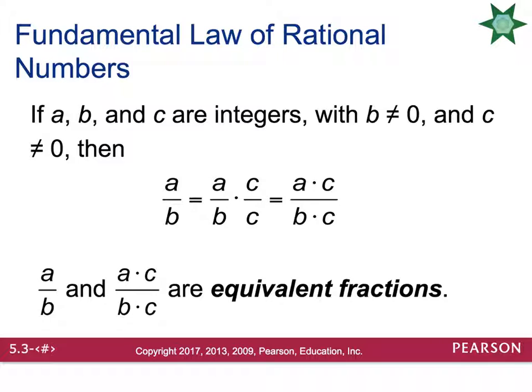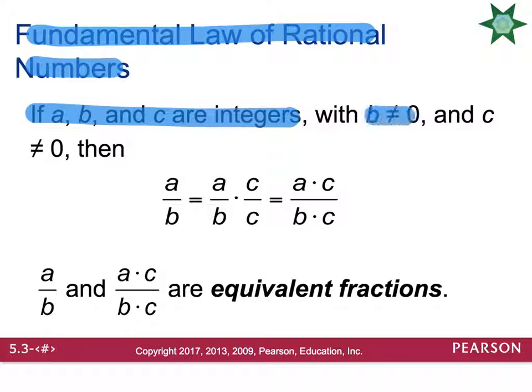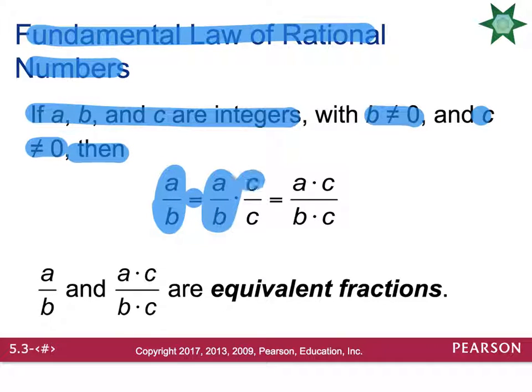Let's talk about the fundamental law of rational numbers, and it says this. If a, b, and c are integers, b is not 0, and c is not 0, because they're both denominators, then a over b is equal to a over b times c over c. In other words, which is just a times c over b times c. In other words, we can multiply the top and the bottom of any fraction times the same number as long as it's not 0. So c can't be 0.